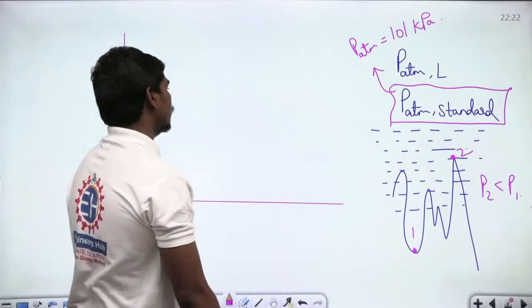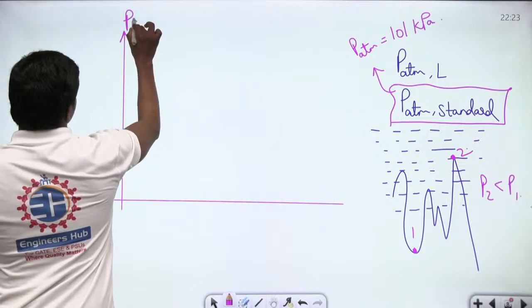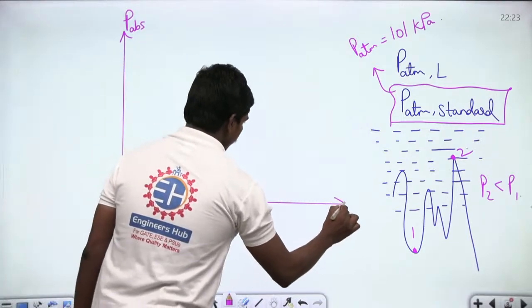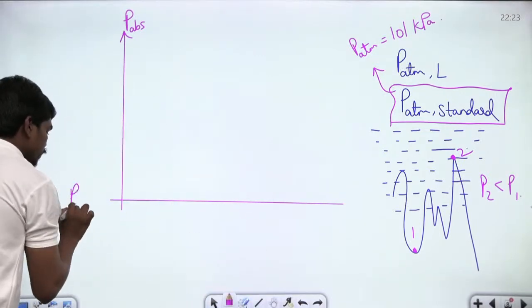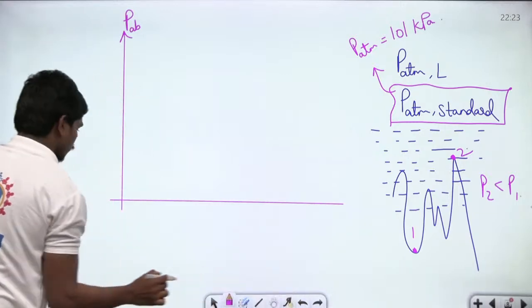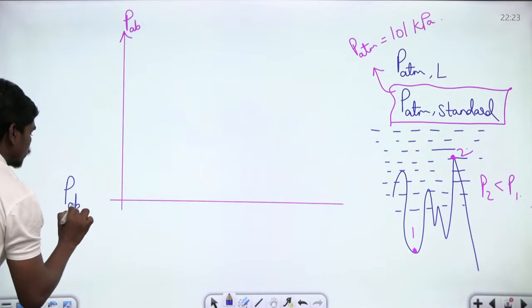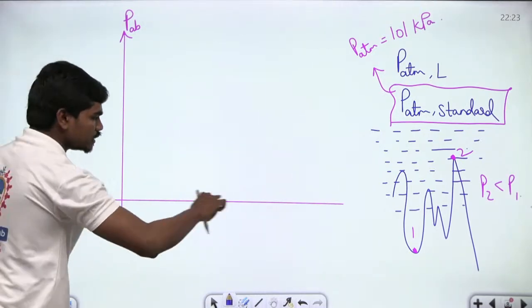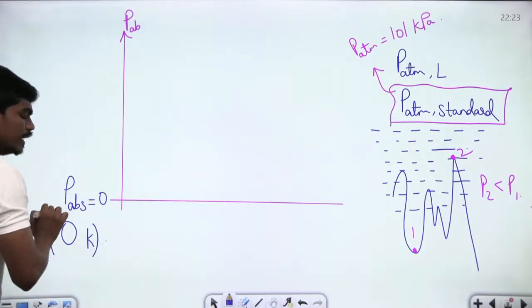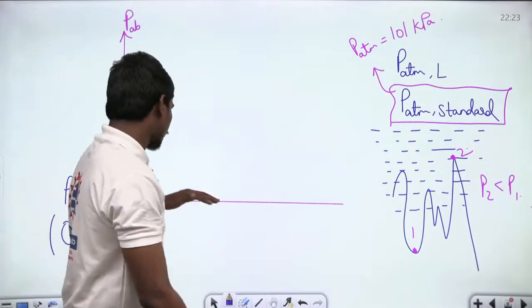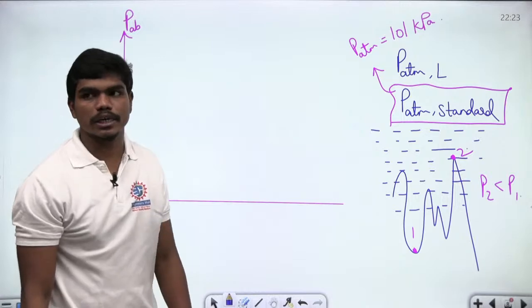Now see carefully, let us suppose this is your pressure absolute. This is the point where your P absolute is equal to 0. Let us take a reference where there is no molecular motion, and this generally happens at 0 Kelvin, correct? At 0 Kelvin there won't be any molecular motion, so this line is the reference for taking P absolute equal to 0.